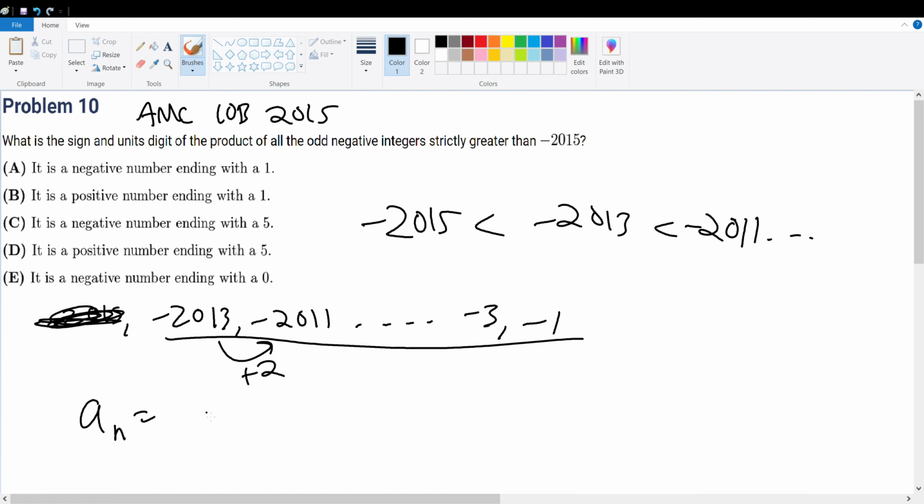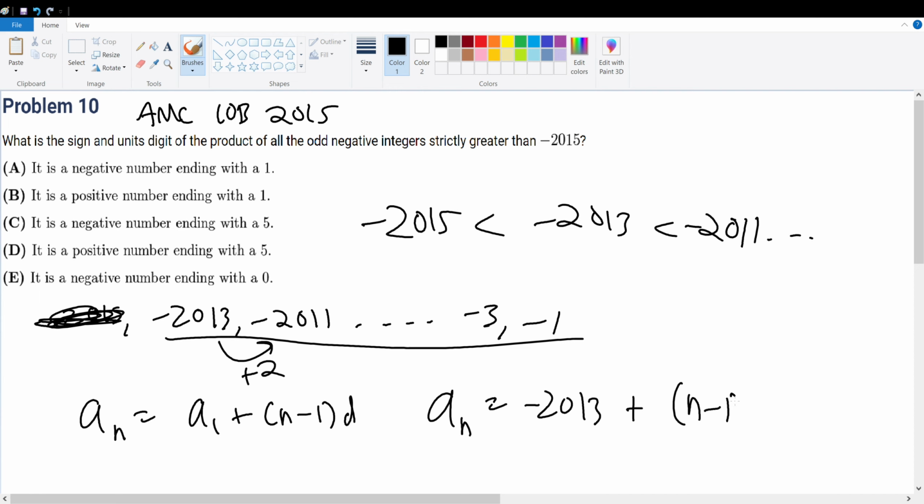a sub n is equal to a sub 1 plus n minus 1 times d, with n being the nth position of the given value. So a sub n, the general term in the sequence, will be equal to a sub 1, which is negative 2013, the first term, plus n minus 1 times d, which is the increment, which is 2. So this becomes negative 2015 plus 2n, where n starts from 1. Then given this information, we need to know when it equals negative 1.